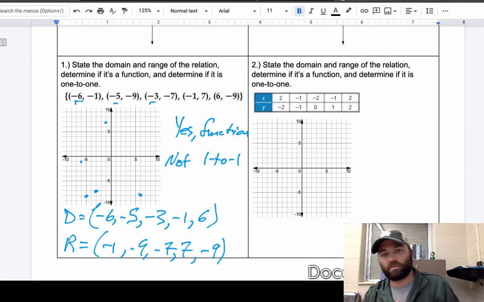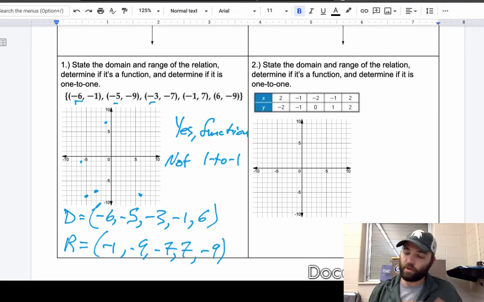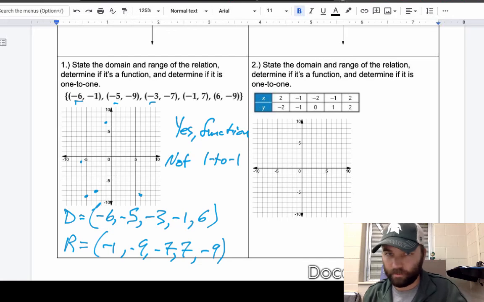State the domain and range of the relation. Determine if it's a function. Determine if it's 1 to 1. Again, you should try this one. I'm going to speed through it here and explain it, but you should pause, give it a try, and then see how you do. Okay?